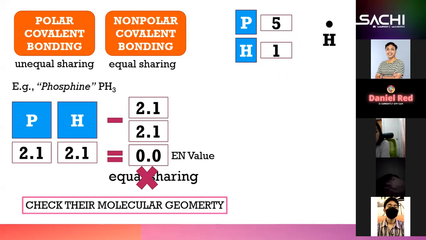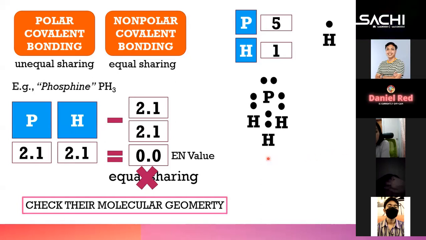If you put the dots around the chemical symbol, it will look like this: one, two, three, four, and then the fifth valence electron. That will be the structure of phosphorus in Lewis dot notation. So you have phosphorus and, of course, the three hydrogens: the first hydrogen, the second hydrogen, and the third hydrogen.